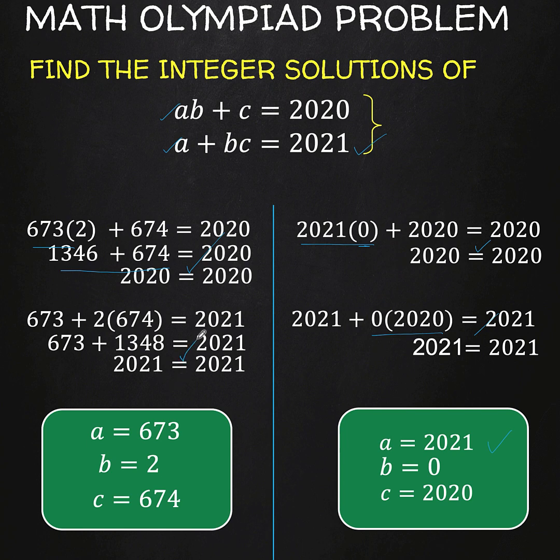So it's verified that in this given system of equations, there are two sets of solutions. First, we have a equals 2021 and b equals 0 and c equals 2020. Or we can take this other set of solution, a equals 673 and b equals 2 and c equals 674.